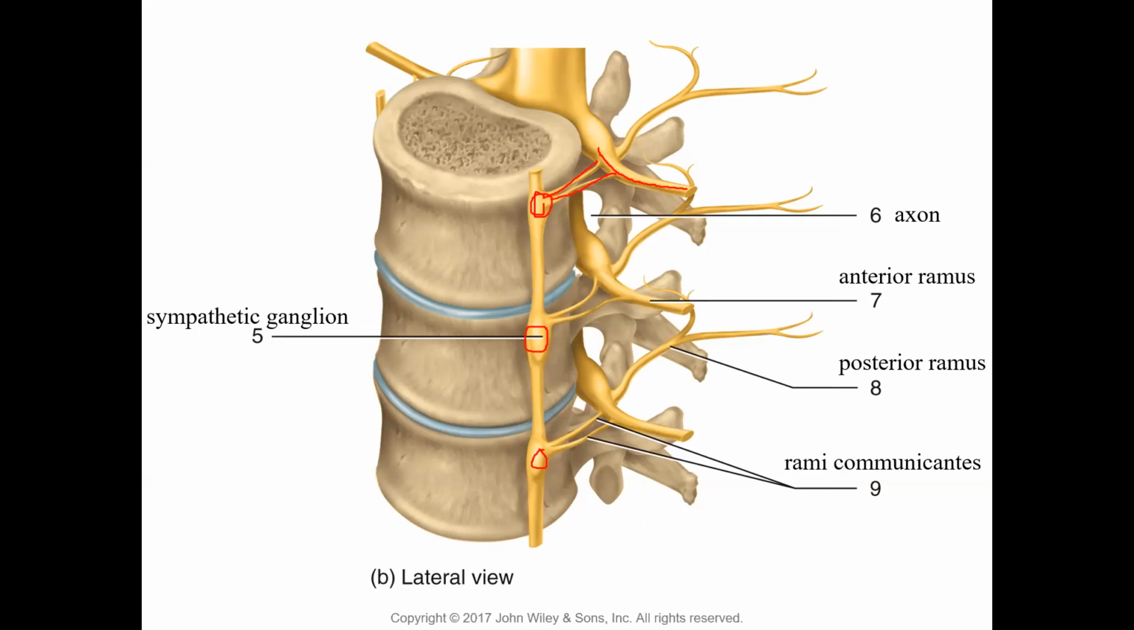And then here's your posterior ramus coming out, going around and supplying the muscles of the back and the trunk. And then you have the anterior ramus coming out here, and depending on what level this is, so say if this is a cervical spinal nerve, it is most likely going to be supplying the muscles of the upper limb. If it's a lumbar spinal nerve, it is most likely going to be supplying the muscles of the lower limb. All right, so this is your spinal nerve.